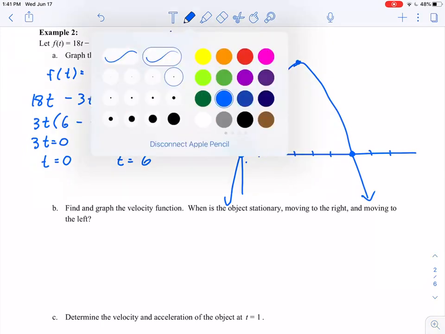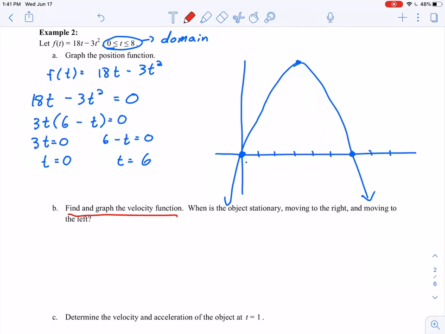Part B says, now find and graph the velocity function. It asks, when is the object stationary? When is it moving to the right? And when is it moving to the left? So let's find the velocity function. We said that the velocity function is just the derivative of our position function. So I'm going to take the derivative of f of t, which gives me 18 minus 6t. So 18 minus 6t, here is my velocity function.